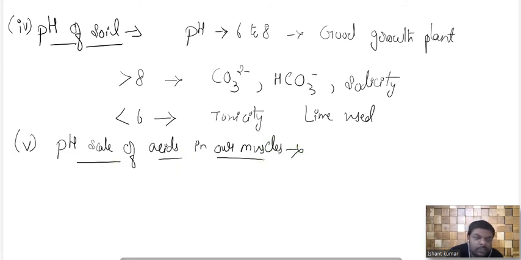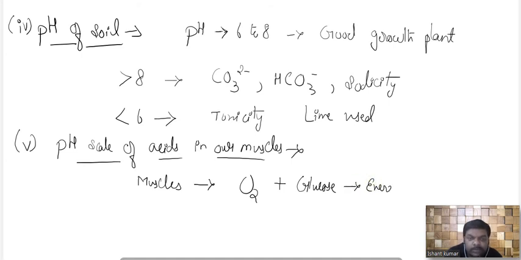So what happens when we work out, when we exercise or run or do some physical work? In our muscles, the oxygen reacts with the glucose present in our muscles and produces energy. With energy, it also produces carbon dioxide.